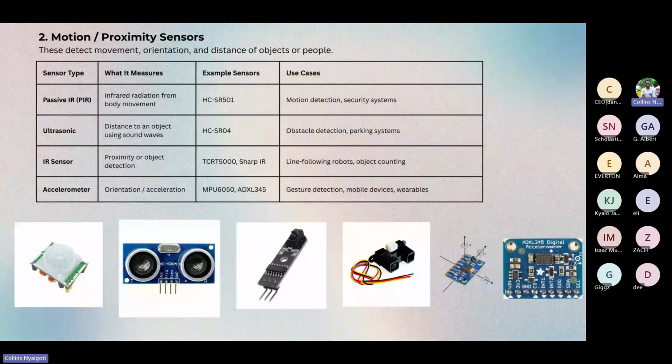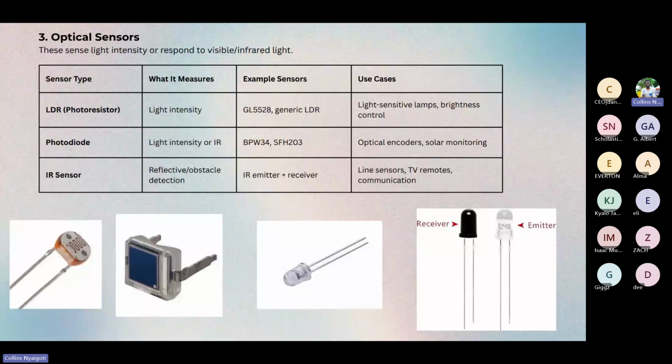Another type of sensors is optical sensors. I hope you're together. Are we together till now? Another type is the optical sensors. These sense light intensity and respond to visible or infrared light. The first type of these sensors is the LDR, and it measures light intensity, usually working with resistance.